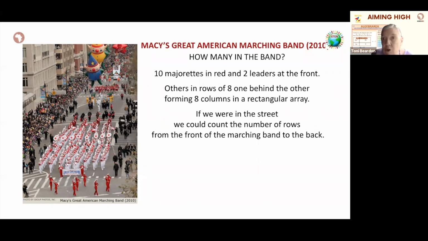If we were in the street, we could count the number of rows from the front of the marching band to the back. We can see very clearly that there are 8 columns. We don't need to do it, but it's just an illustration of how we would find out. We'd multiply the number of rows by the number of columns to find how many people altogether.